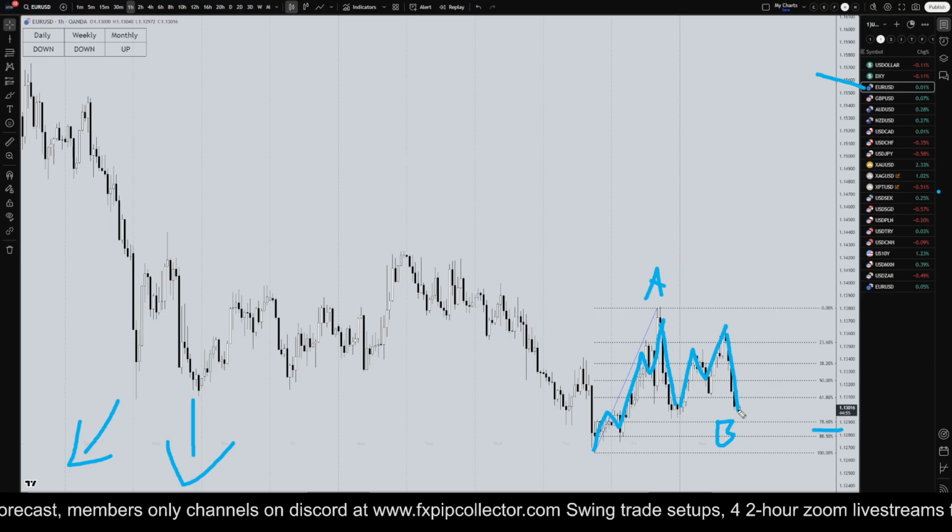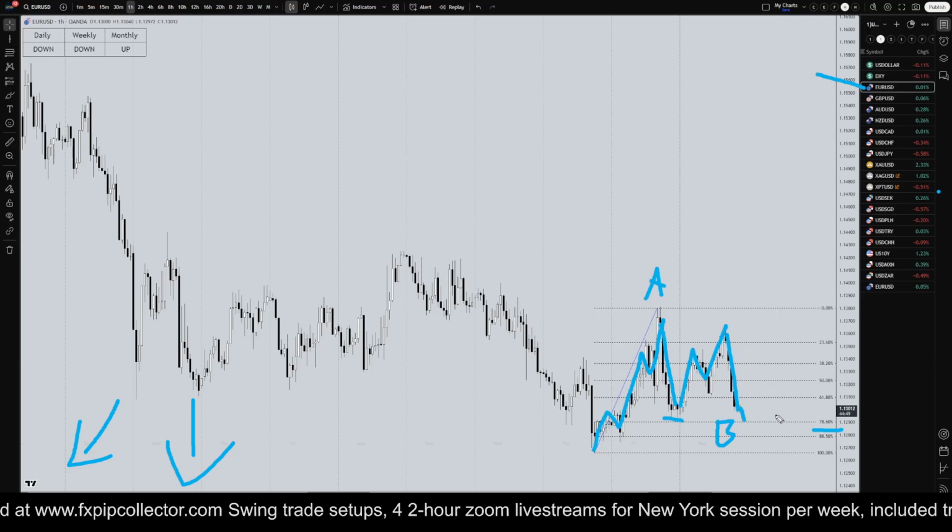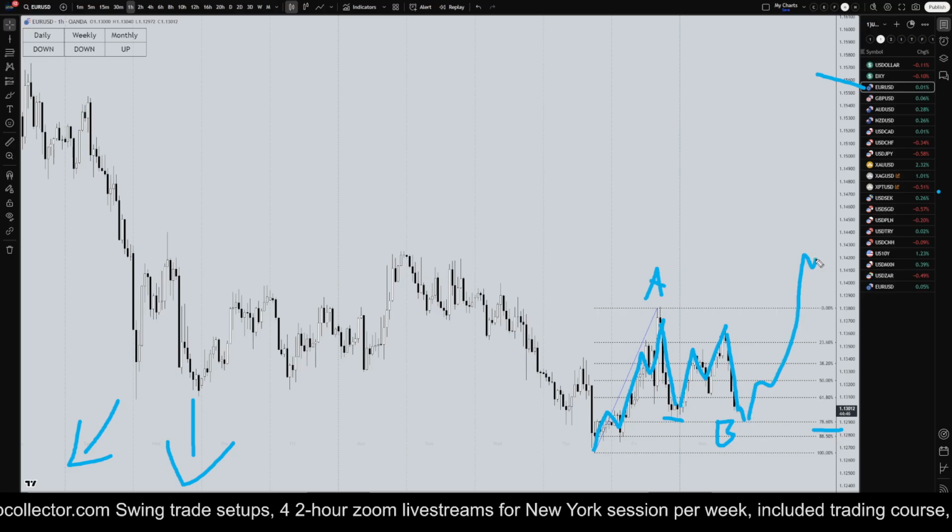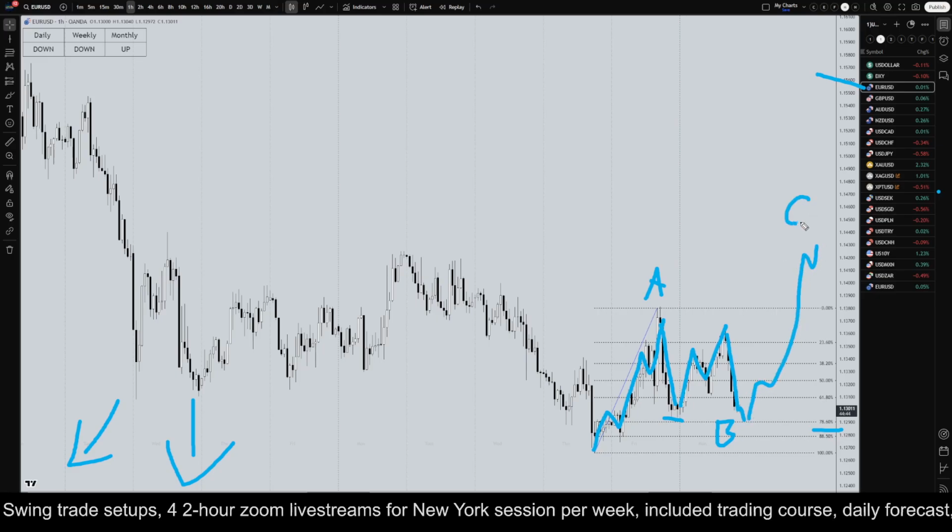Now, we didn't quite hit the 78%, so maybe it'll drift down a little bit more. Maybe, maybe not. We'll see. They probably will to grab this liquidity from the first push down. Then I think there's a very good likelihood that it probably will go up and make a wave C.